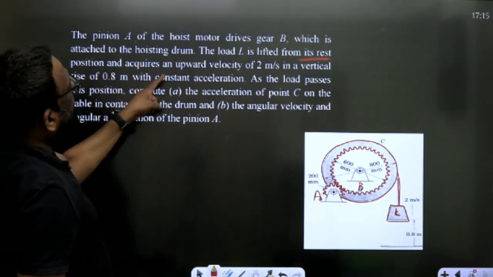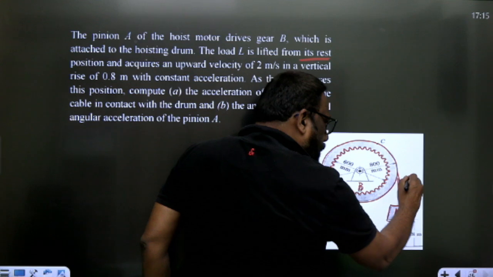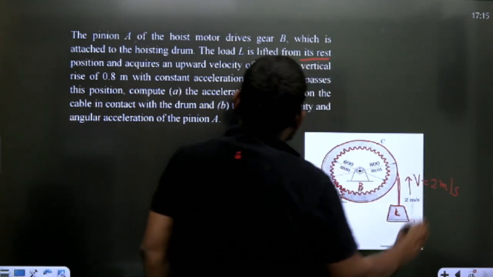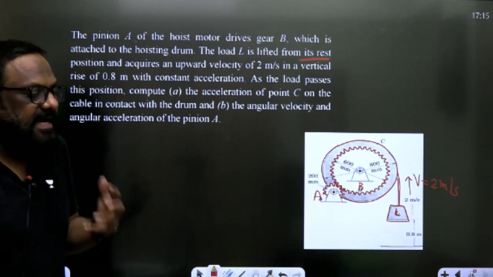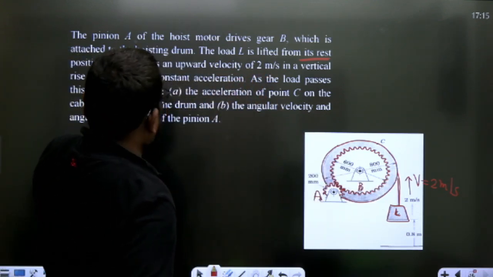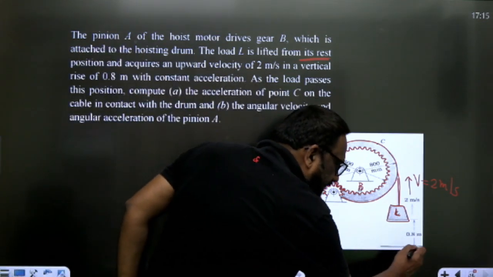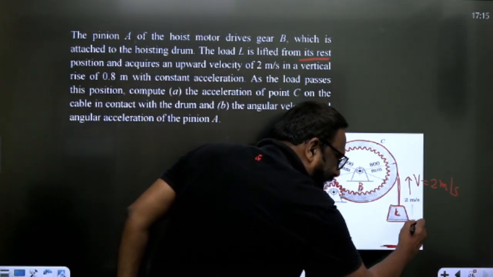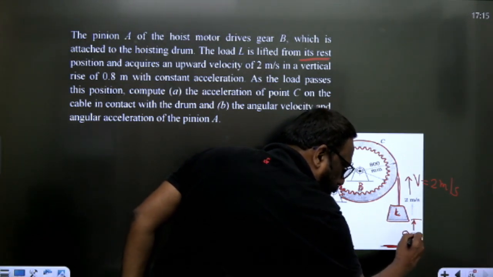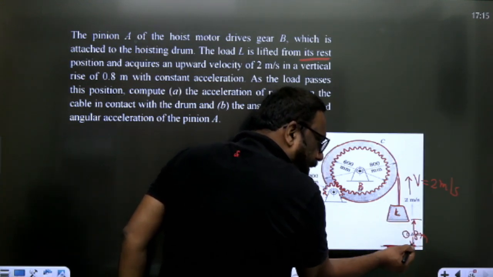rest position and acquires an upward velocity of 2 meter per second. This load is acquiring a velocity of 2 meter per second. Okay, initially it is starting from rest and it is acquiring a velocity of 2 meter per second in the vertical, in a vertical rise of 0.8 meter. So originally the load was somewhere here, and the load is rising through a distance of 0.8 meter. From bottom, it is lifted by this.